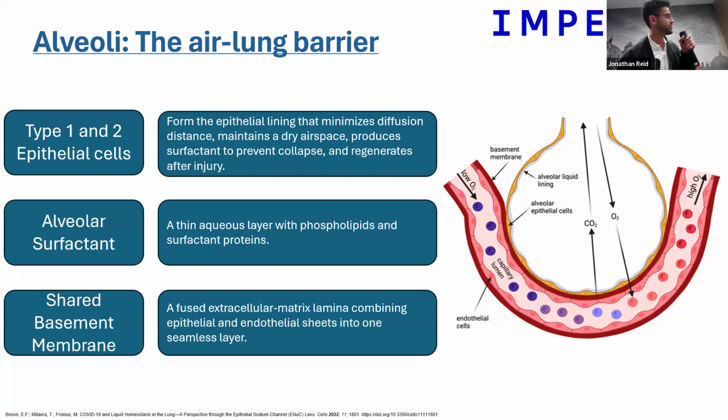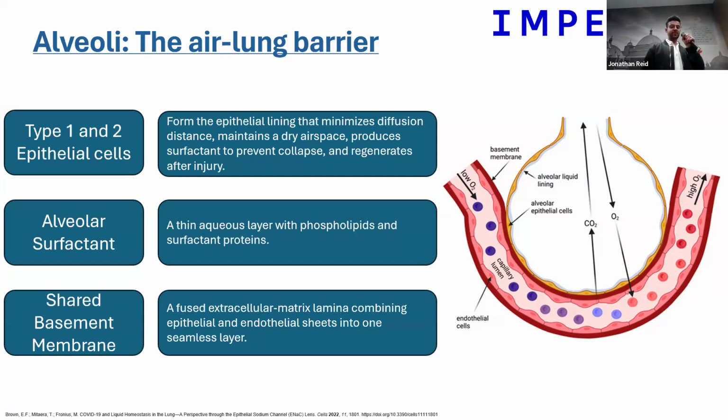So the image there shows a very thin layer on the top covering the alveolar epithelium. And that is essentially the alveolar surfactant, and it's a very thin aqueous layer of phospholipids and surfactant proteins. Together, they actually make sure that the lungs don't collapse, ensure that the alveoli remain elastic, the airspace remains dry, and the cells remain humidified.